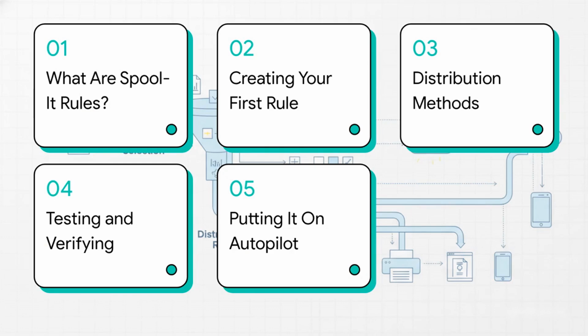So here's our game plan. Over the next few minutes, we're going to build our way to total automation in 5 simple steps. We'll start with what rules are, then how to create them, explore all the cool places your reports can go, make sure it all works perfectly, and then we'll set it all on autopilot.